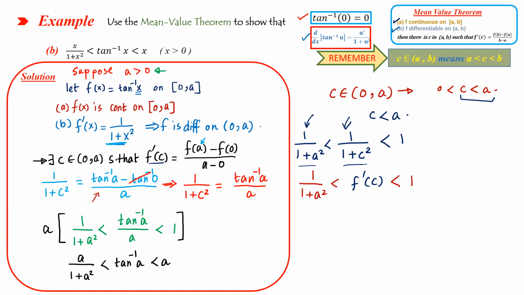Now change the variables and suppose that x equals a. You will get that x over 1 plus x squared is less than tan inverse of x, which is less than x. So this is the inequality you want to prove, and that's it.